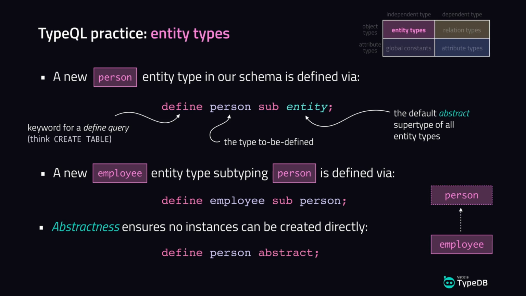Diagrammatically, I would represent that by dashing the border of person. And with person being abstract, we cannot create person objects directly. But they can still be objects in the type by casting. So we can, for instance, still create employees in our schema. We could create an employee object, and that would then cast into the person type.